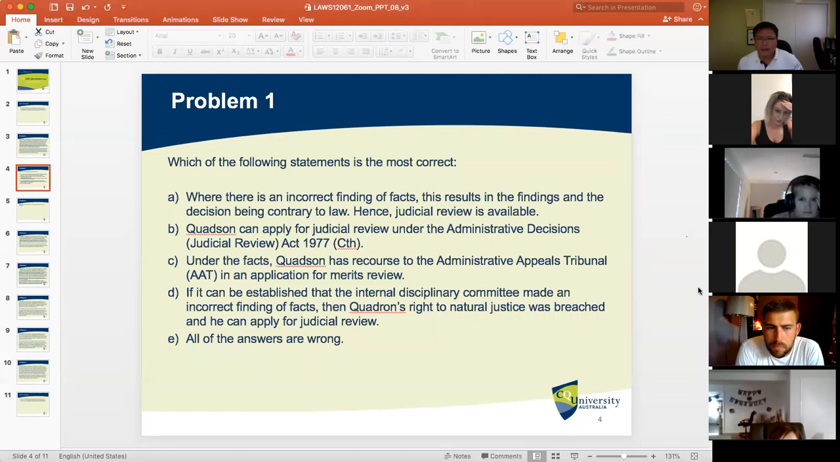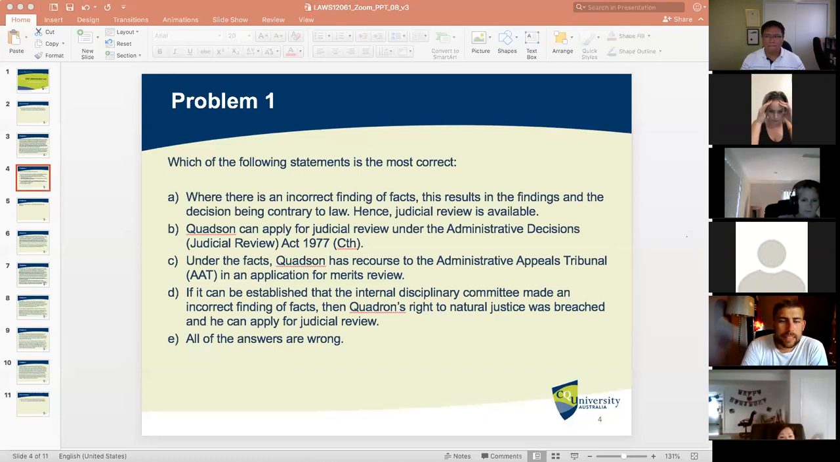Can you see the choices there? Oh, there we go. It's changed now. Problem 1. Which of the following statements is the most correct? A, where there is an incorrect finding of facts, this results in the findings of the decision being contrary to law, hence a judicial review is available. B, Quadson can apply for judicial review under the Administrative Decisions (Judicial Review) Act 1977, Commonwealth. C, under the facts, Quadson has recourse to the Administrative Appeals Tribunal in an application for merit review.